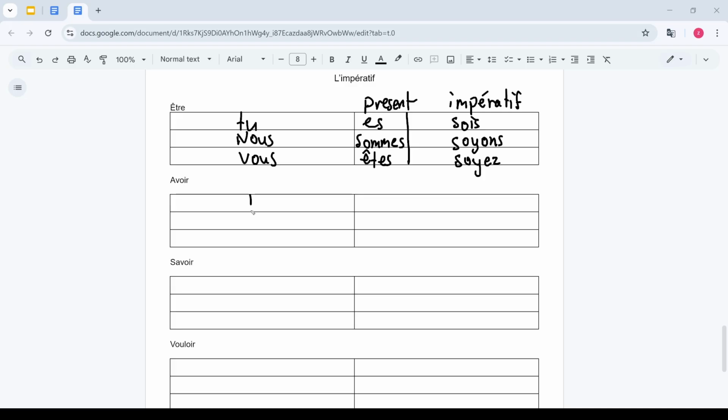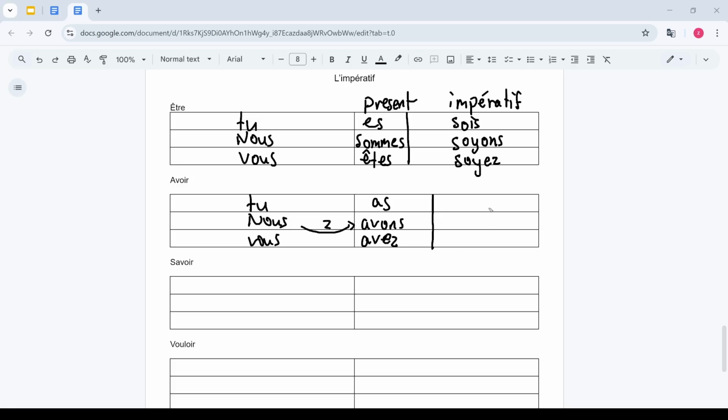Let's try it for avoir. This is our other very important verb, to have. So tu, nous, and vous. Again, I'll write you the present tense, and then we'll take a look at the impératif. So the present tense, tu as, nous avons. Remember, we're doing the link over here with a Z sound. Vous avez. That's an E.